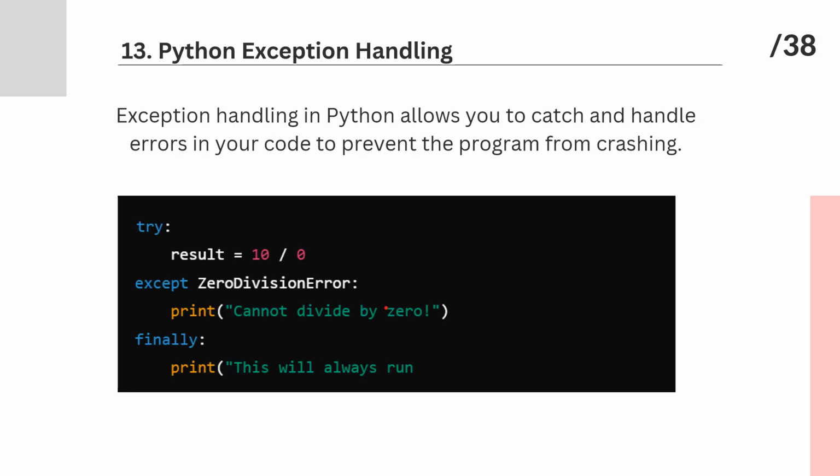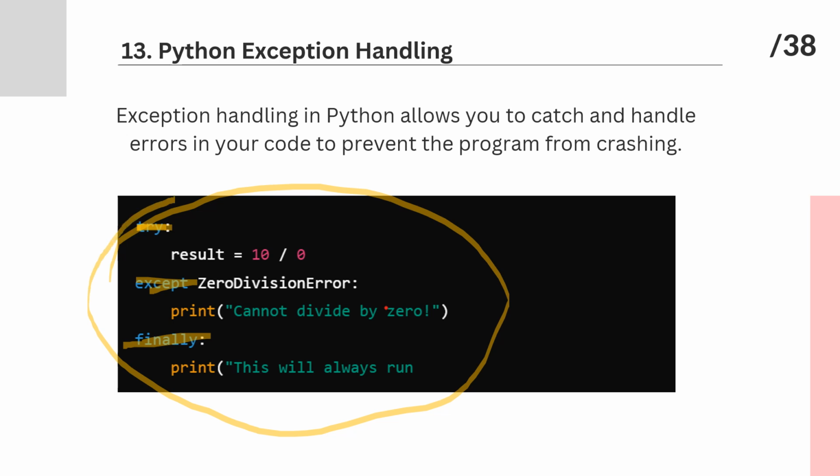Python exception handling. Exception handling in Python allows you to catch and handle errors in your code to prevent the program from crashing. Use the try, except, and finally keywords. This is the example of how you can do this.